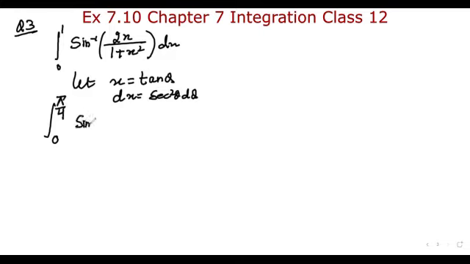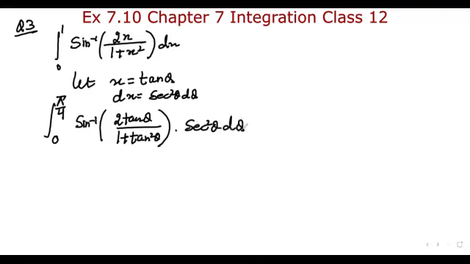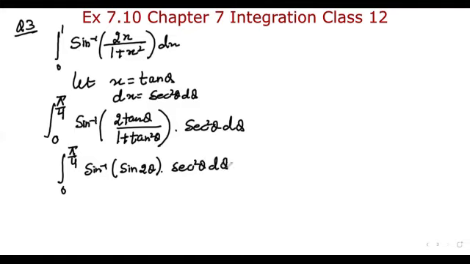Now this is sine inverse of 2 tan theta upon 1 plus tan square theta, into dx, whose value is sec square theta d theta. Try to understand these steps. You will never commit a mistake in solving these. 0 to pi by 4, sine inverse of sine of 2 theta into sec square theta d theta. Now sine and sine inverse will cancel. This will be 2, 0 to pi by 4, theta into sec square theta d theta.